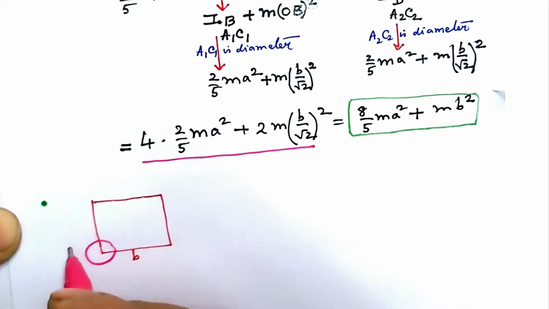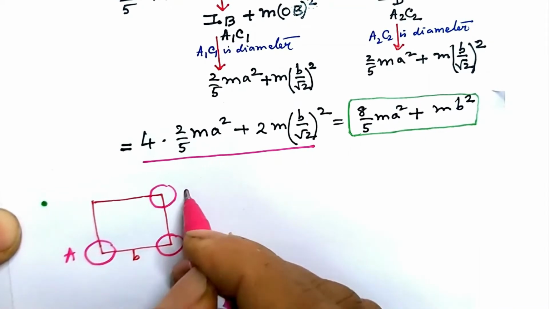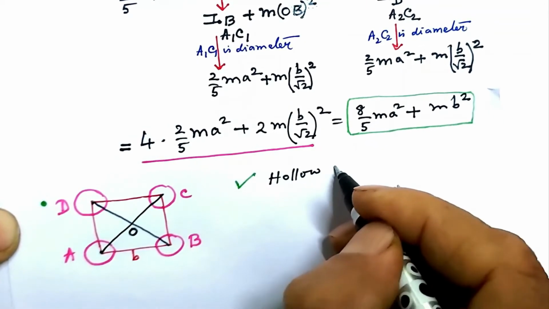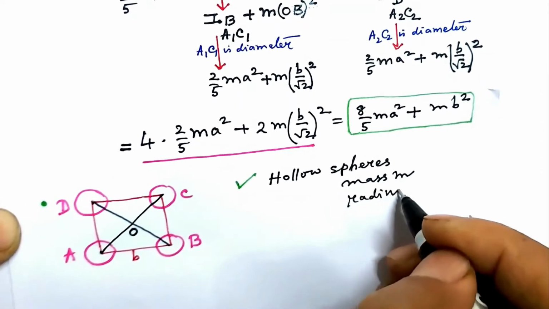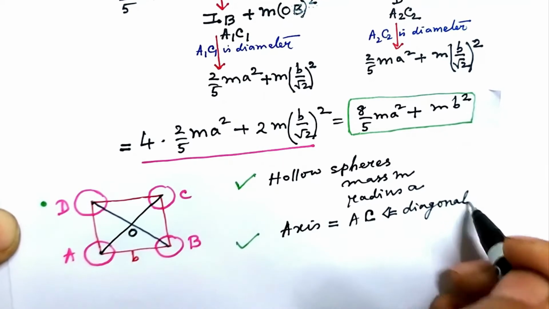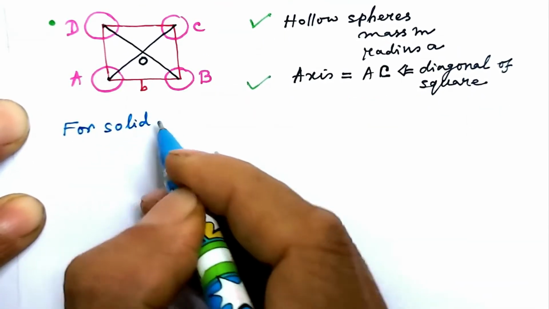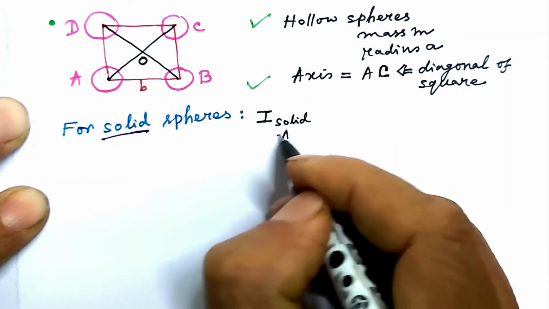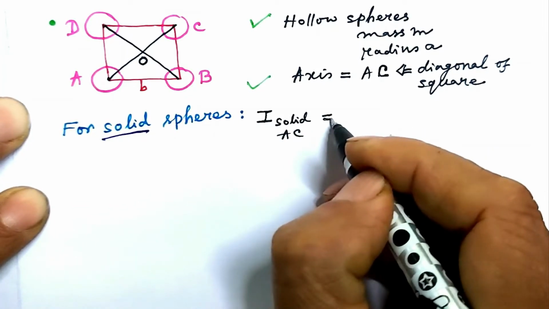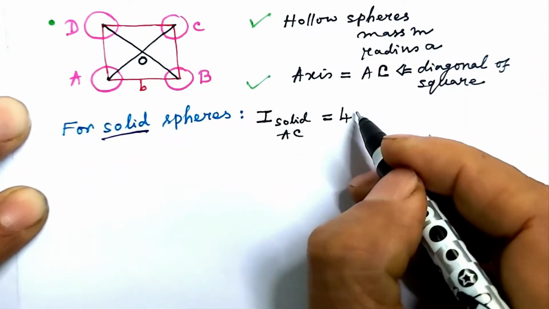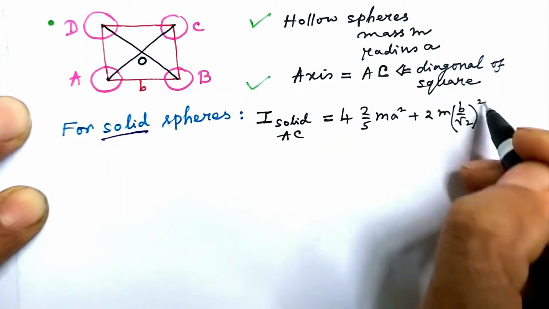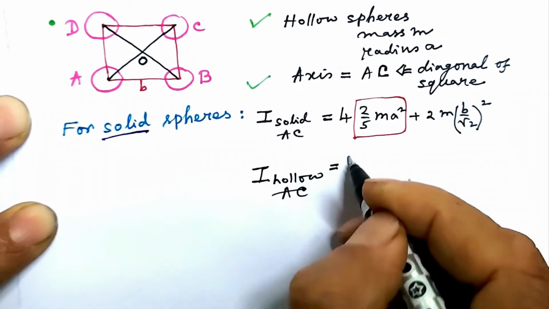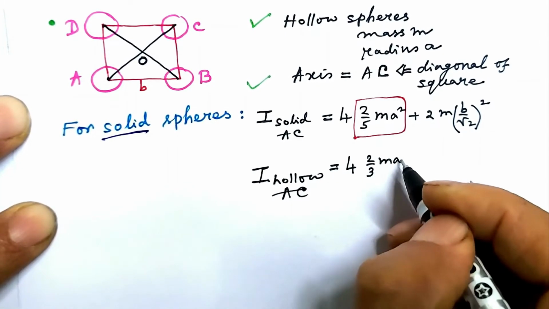Next problem. This is a repeat of the previous problem but with hollow spheres. This is the diagram and now the spheres are hollow. So let us write hollow spheres of mass M, radius A. The axis is AC, which is a diagonal of the square. For solid spheres, the answer was, let us write I, or moment of inertia of solid sphere with axis AC, a diagonal of the square, equal to, we replace this factor corresponding to solid spheres by this factor pertaining to hollow spheres.